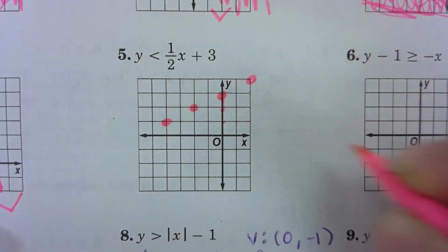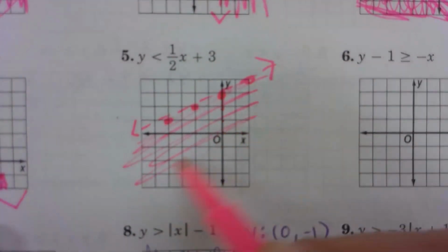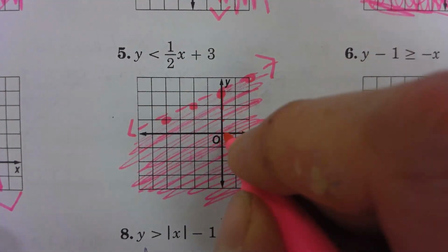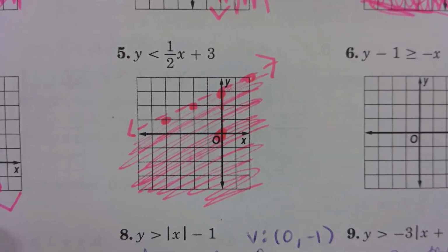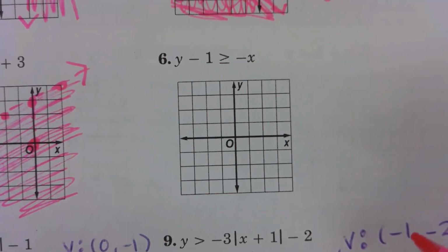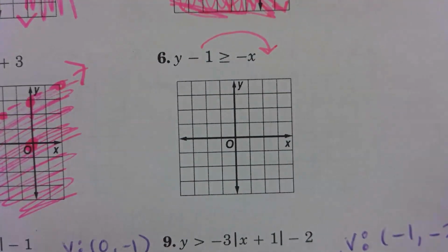Solid or dashed, Zach? Dashed. Excellent. Above or below, Amber? Yes. Okay, is (0, 0) a solution, Dan? For which one? Number 5. Yes, very good. Okay, in number 6, I have to add that 1 to the other side.